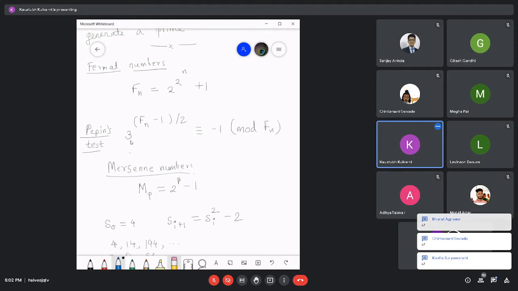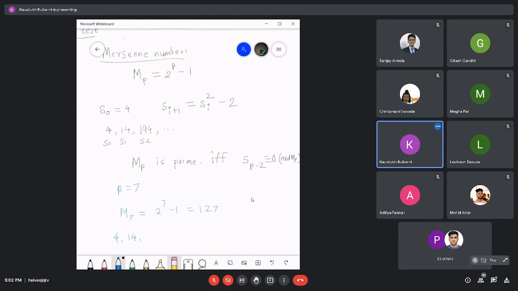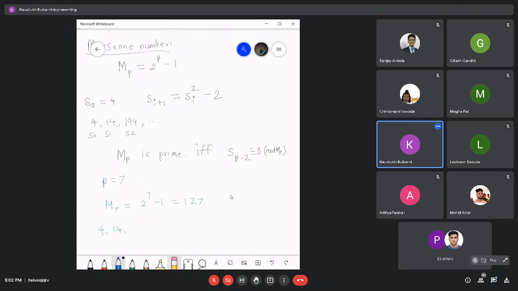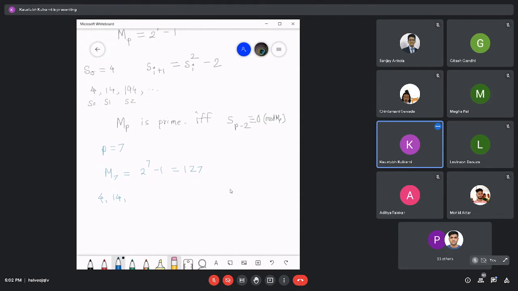Pepin's test is this: 3 raised to (Fn minus 1) by 2 is congruent to minus 1 mod Fn. We are not interested in this. Mersenne numbers are simpler, you can do it. In tutorials or in exams, this is possible to be calculated in the exam time. So let's focus on this. Yes, 67 is correct.